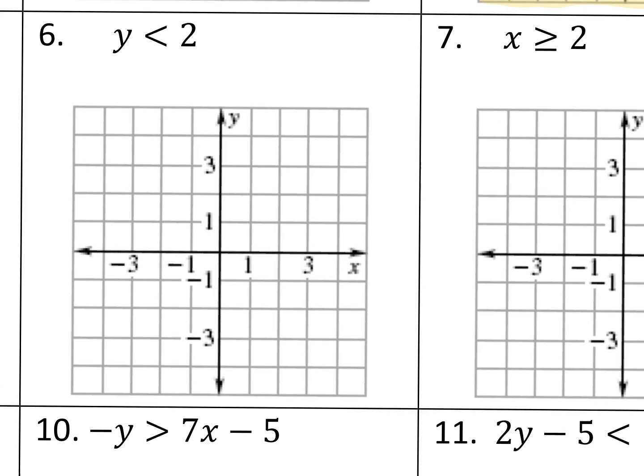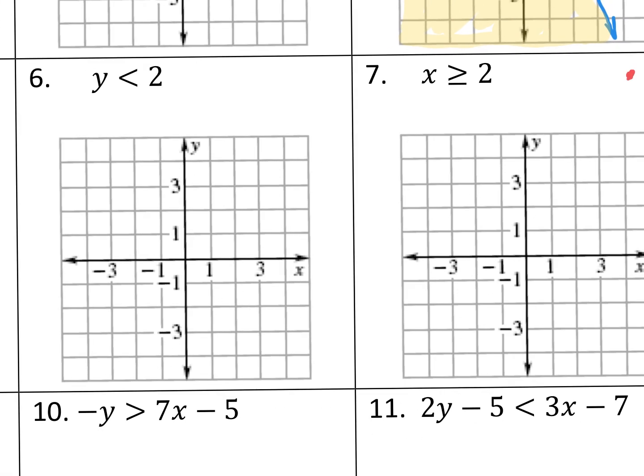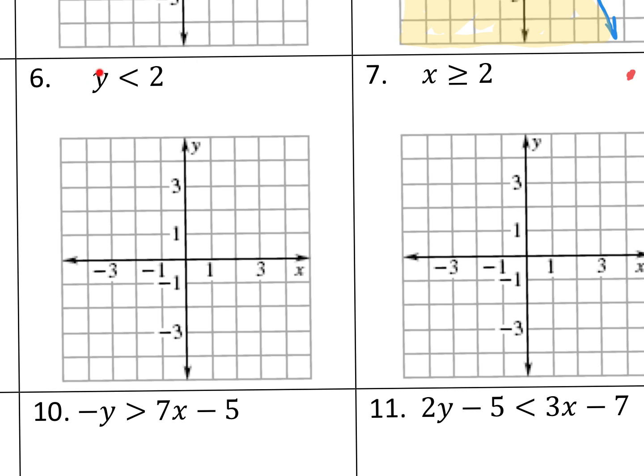Now, if we look at 6 and 7, those are interesting ones because it has a single letter and a number, okay? So I hope we remember what we went over yesterday, that if you have y and a number, y equals a number will be a horizontal line crossing the y-axis at that value, okay? So if it were y equals 2, it'd be a dot at 2 on the y, and it'd be a horizontal line crossing right through it. Y equals -3 would be a dot at -3 crossing the y-axis at -3. Y equals +4 would be crossing the y-axis at +4, and it'd be a horizontal line. But right here you have y is less than 2.